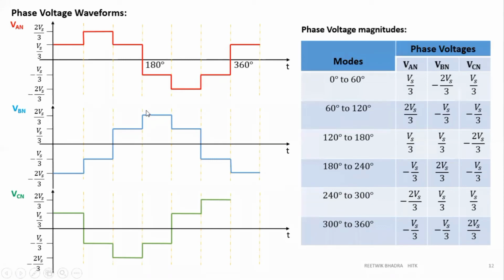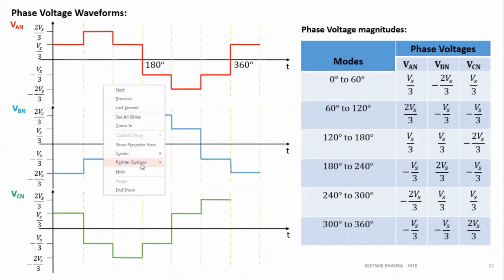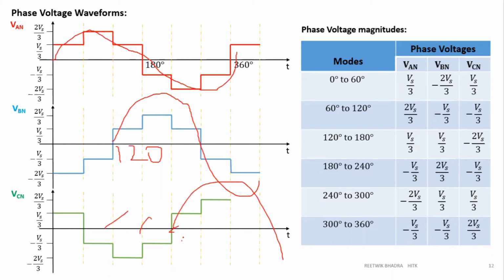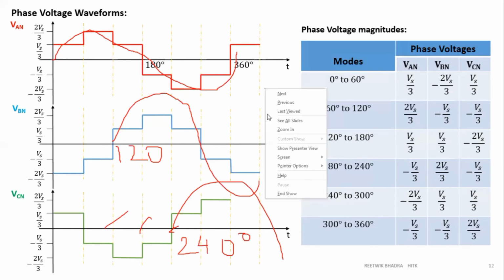And how will you say it is 3 phase? See, A phase is starting from which point? 0 degree. B phase is starting from which point? 120. C phase is starting from which point? 120 plus 60 plus 60, 240. So 3 phase gets generated. So from DC we are getting three-phase voltages. I hope everybody has understood how to plot this.